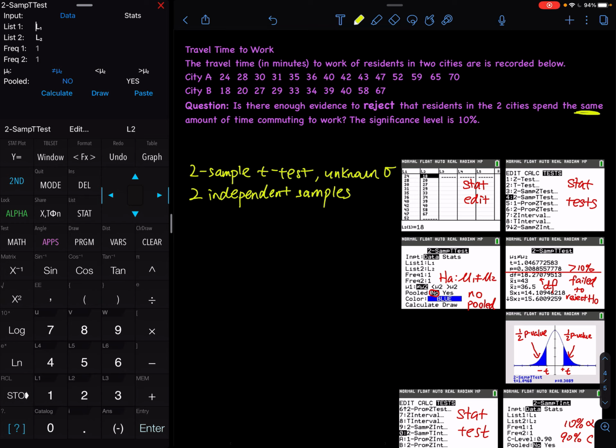So for H naught, we have mu1 equals mu2, or you can write mu A equals mu B. And then for HA, the opposite of equal is not equal. So that will be mu1 not equal to mu2. And then in the two sample t-test screen, you will have to select the not equal. Since you select a not equal, this will be a two-sided test.